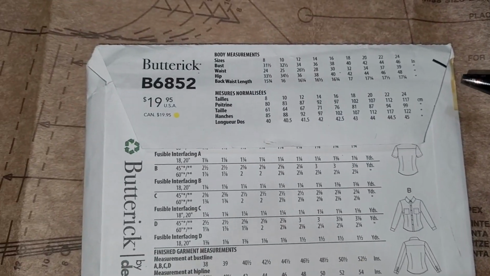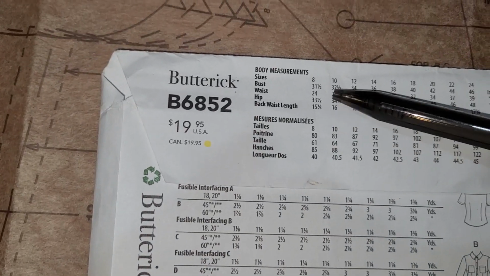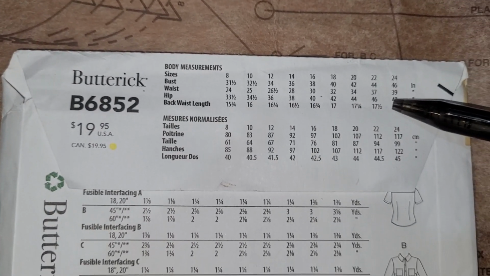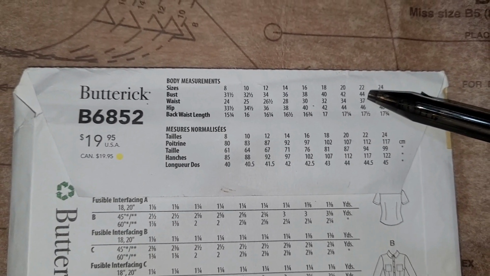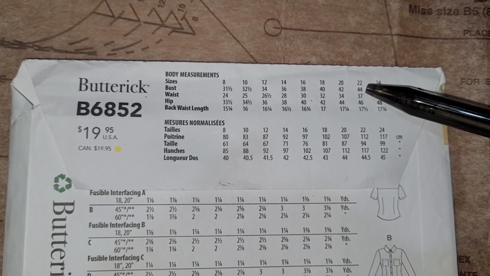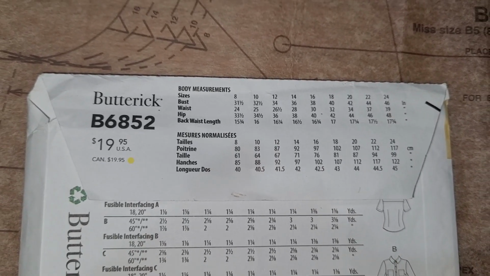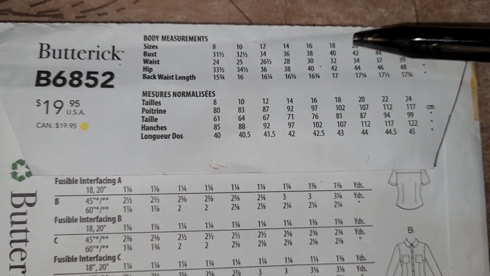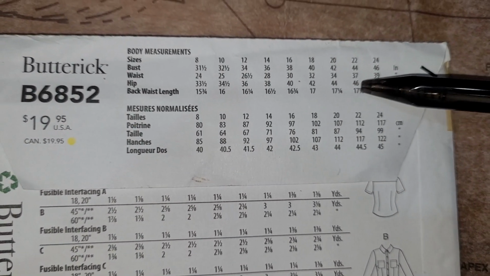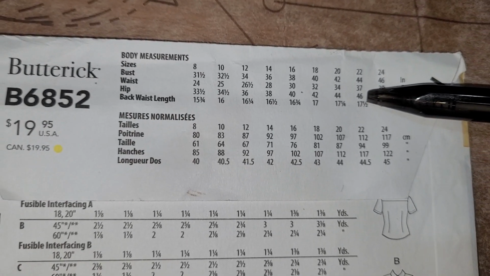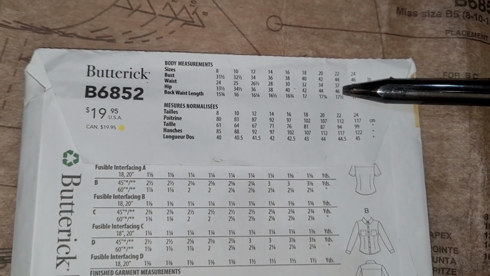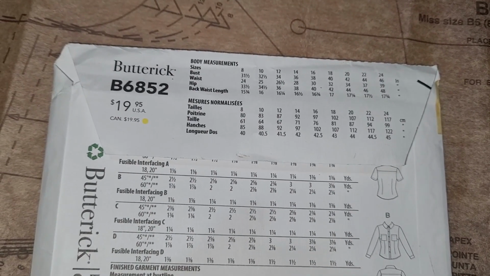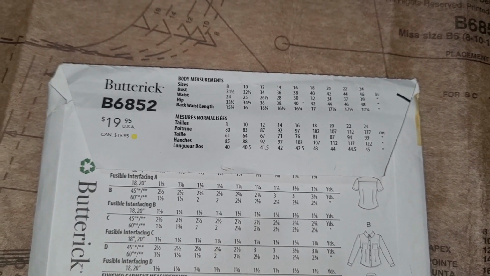Now, if you look at the body measurements and the sizes, you will realize that based on my measurements, I would be a size 22. So on my measurement chart, you would have seen that I have like a 44, 36, 45. And on this, it is matching up to a size 22.